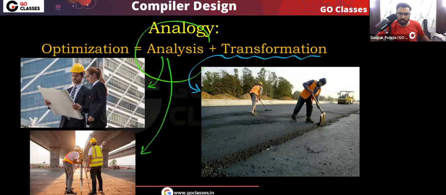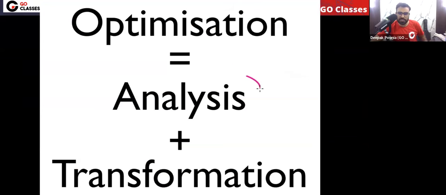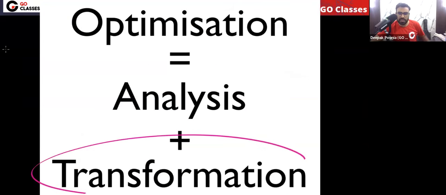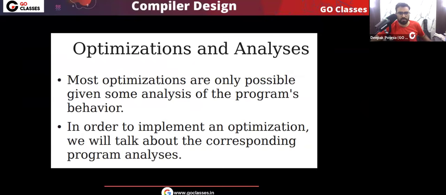First, we will do analysis of the program. We will find out information about the program, some properties we will figure out, and then we will figure out whether the transformation is safe or not. After the analysis, we will do the transformation. I hope you understood from this analogy that whenever we do highway construction, first the civil engineers do the analysis, and then the construction happens. Very simple. So remember, optimization means first do analysis of the program, then do the transformation.